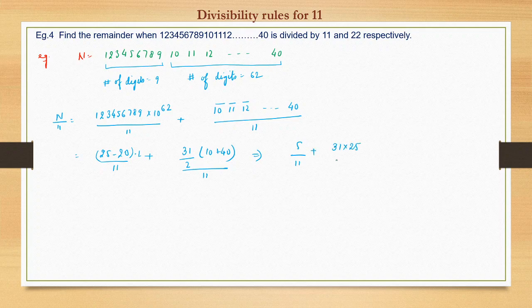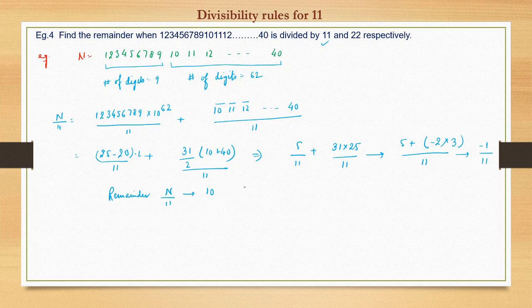into 25 by 11. So this we can further write as 5 plus 31 by 11, which means minus 2 as a remainder, and 25 by 11 is plus 3 as a remainder. So this becomes 5 minus 6, which is minus 1 as a remainder, minus 1 by 11, which effectively means the remainder is 10 here. The remainder of n by 11 is 10, right? So the first part we have solved. Find the remainder when it is 10.